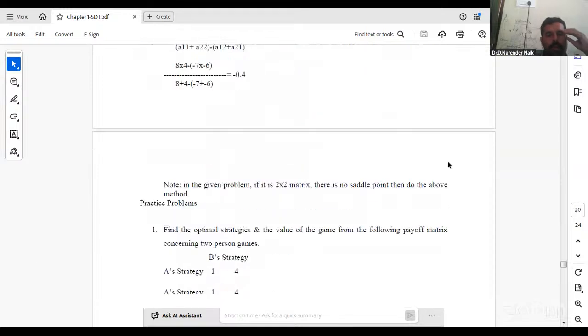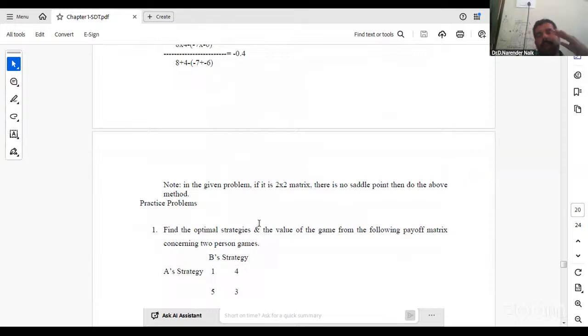Then next over here. Note, in the given problem, if it is a 2 by 2 matrix, there is no saddle point, then do the above method. Okay, and these are the practice problems. See, my dear students, you observe carefully. When a 2 into 2 matrix size is there, then only it is possible to do this problem. Otherwise, it is not possible.